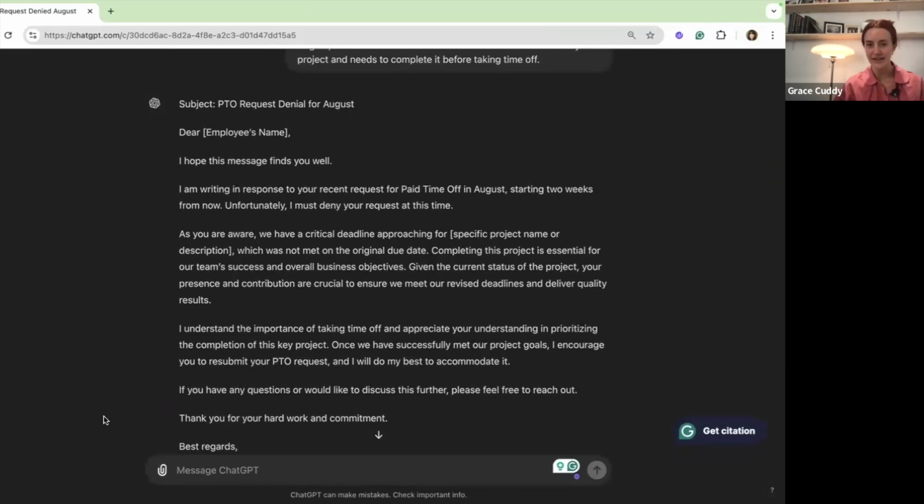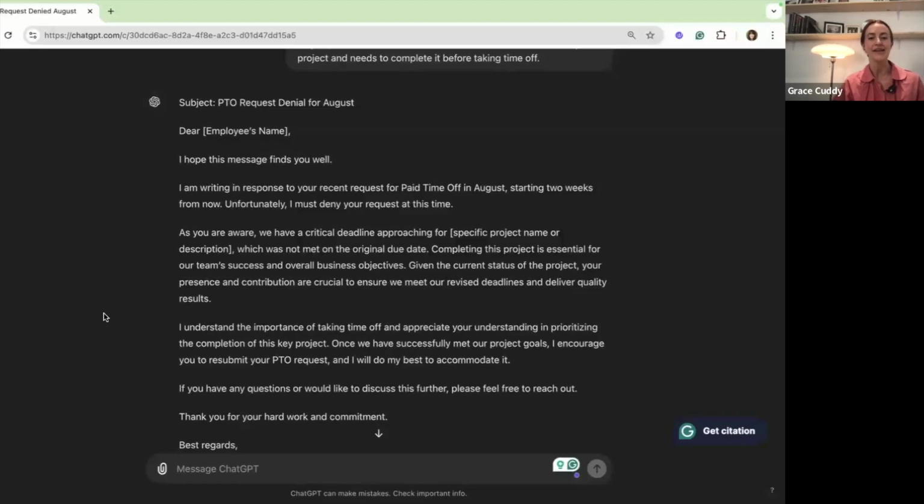It's very indirect. There's a lot of passive voice. It's too long and pretty much misses the mark, right? We don't need to go into this lengthy explanation of the importance of deadlines or the importance of taking time off. Your reader presumably knows all of that.